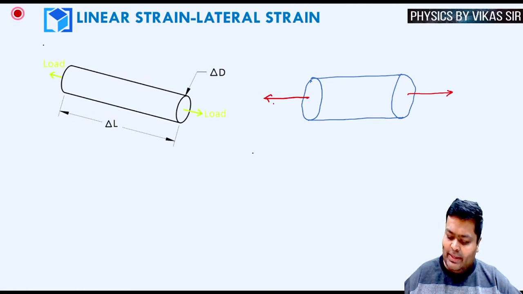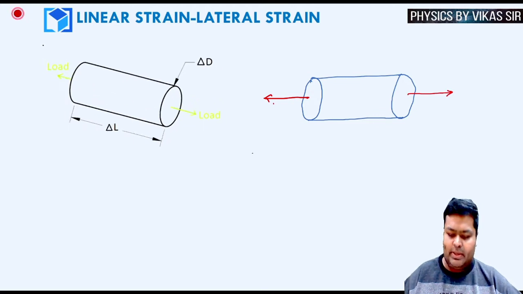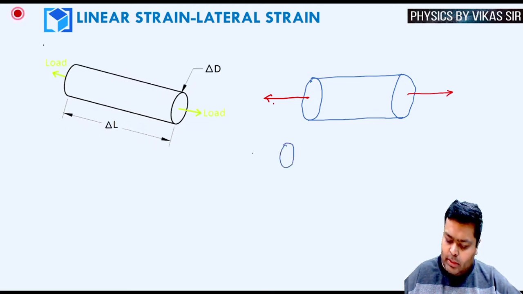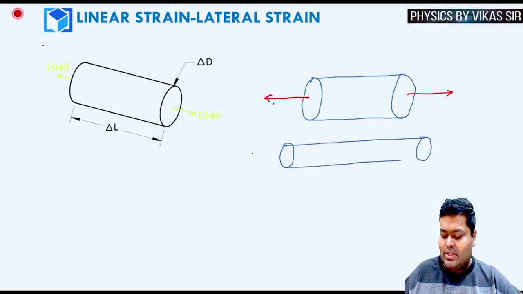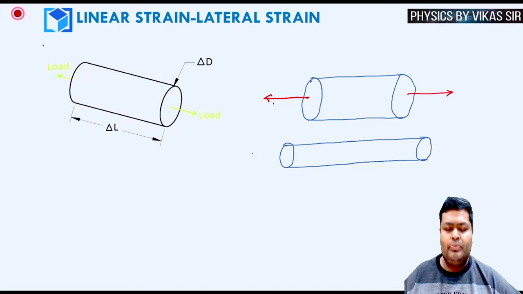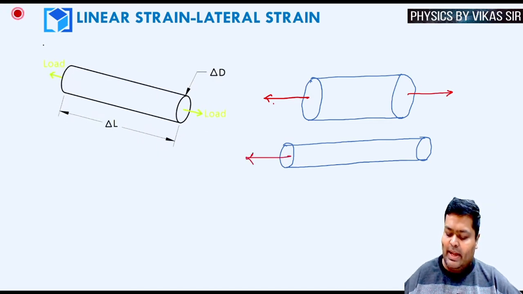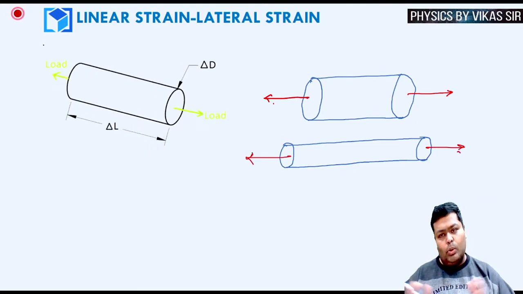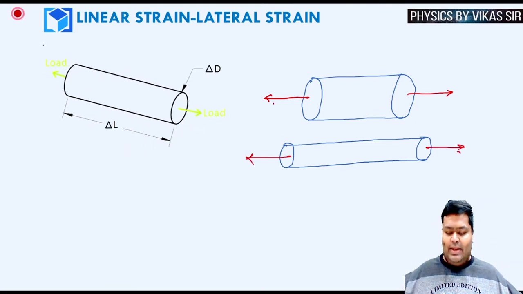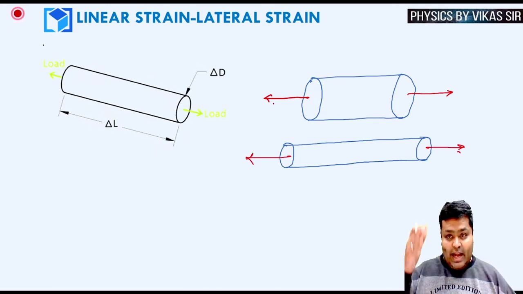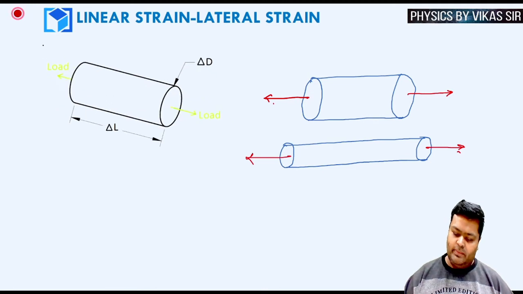This particular material got stretched, and as it got stretched, the diameter of this decreased. Of course, the length increased, but I'm not focusing on the length right now. I'm focusing on the decrease in the diameter. Where was the load applied? The load was applied in the linear x direction, let's say, and the diametrical changes are observed in the direction perpendicular to it.